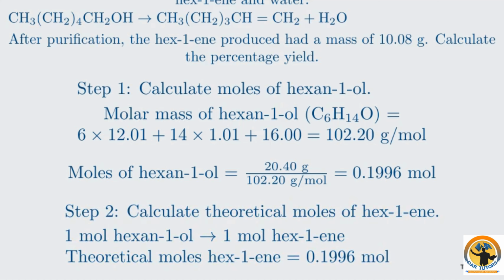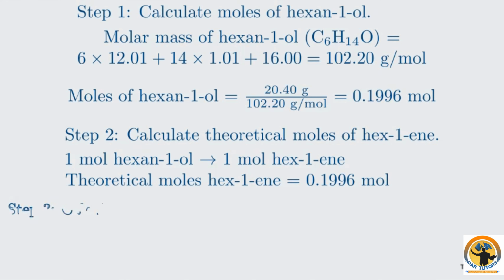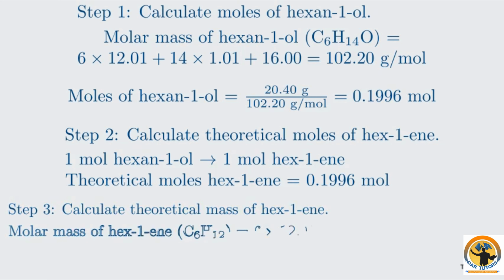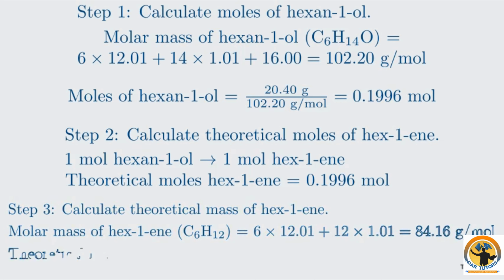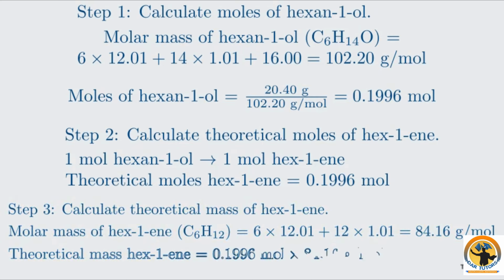Then we convert these theoretical moles of product back into a theoretical mass. We multiply the moles by the molar mass of hex-1-ene, which is approximately 84.16 grams per mole. This gives us a theoretical mass of 16.80 grams.